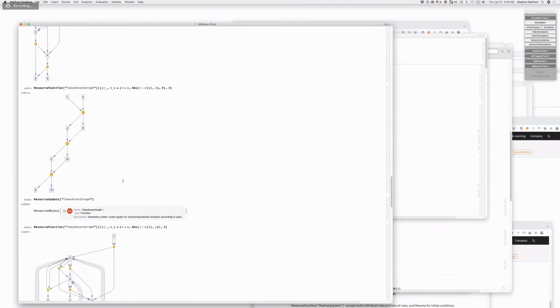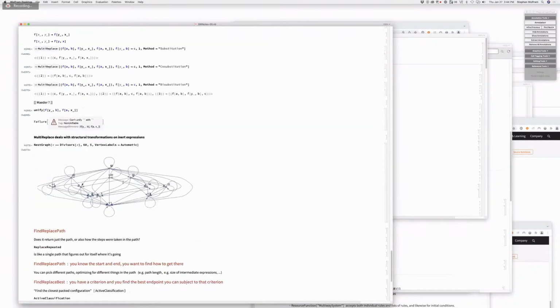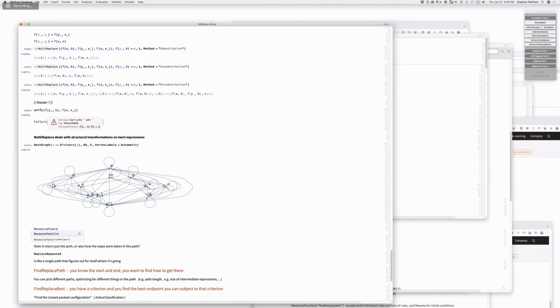Right, so anyway, down here. All right, so if we have the resource function tagged token event graph, what is it called? Nest graph. Nest graph, tagged from the end.